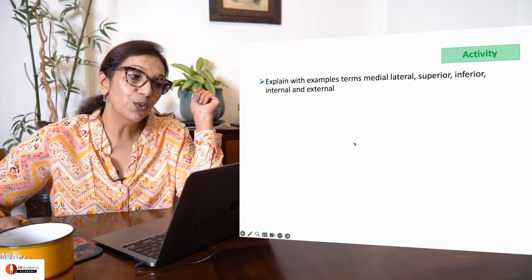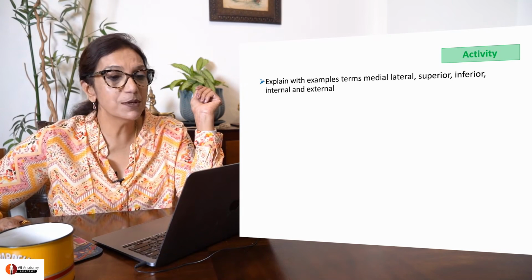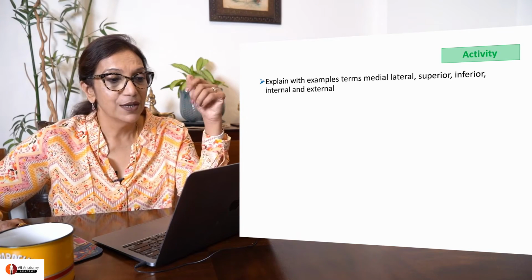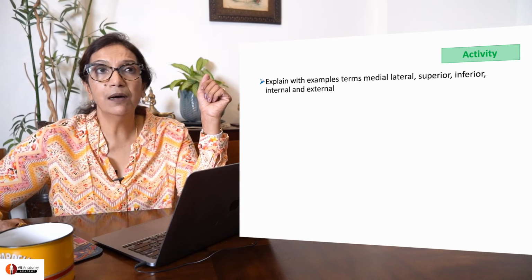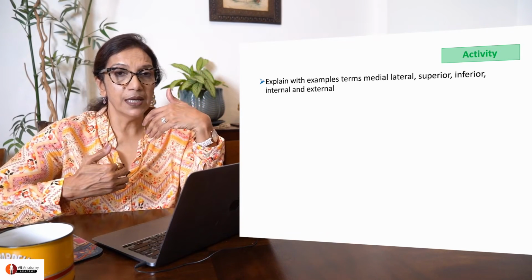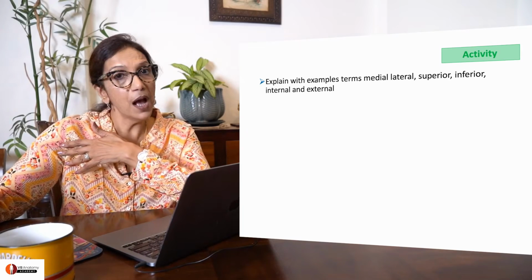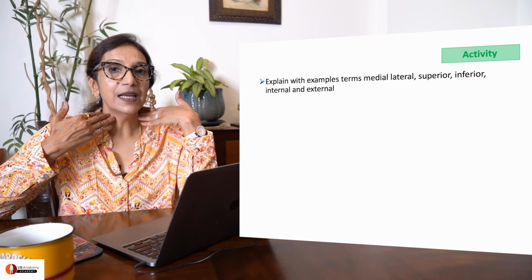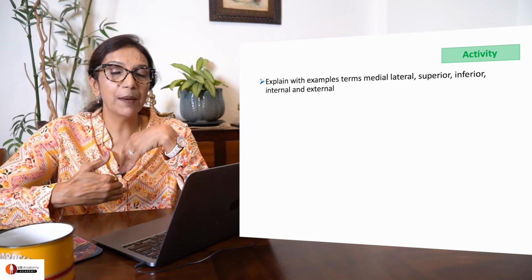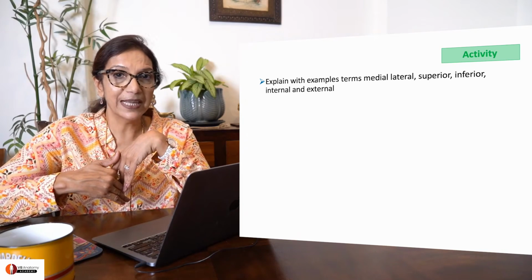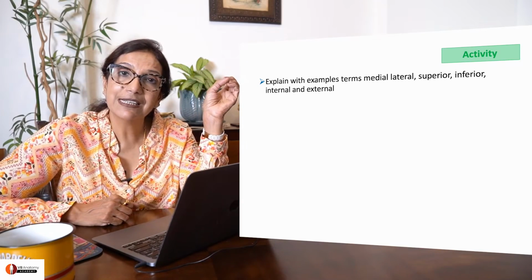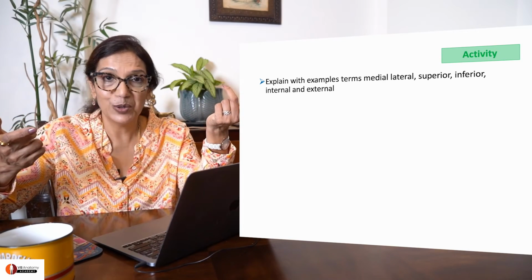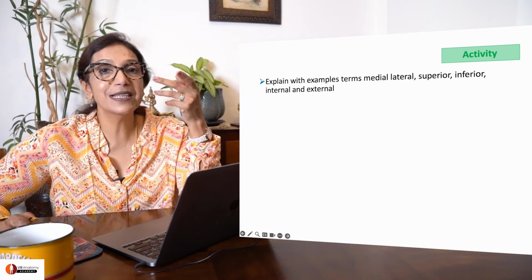Right. So can you explain with examples the terms medial, lateral, superior, inferior, external, internal? Let's try this. Medial, my body is medial compared to my arm. Correct? Superior, inferior. My neck is superior. My abdominal wall is inferior. Correct? Internal and external. My brain is an internal organ. My nose is an external organ. This is how we do these small activities.